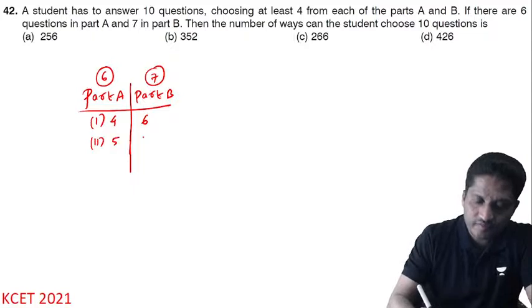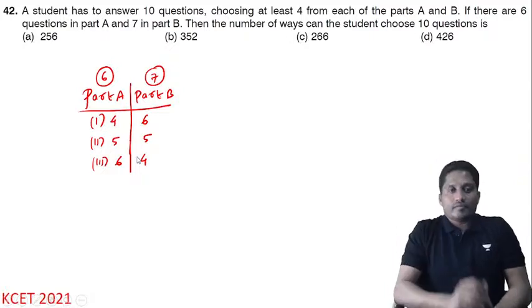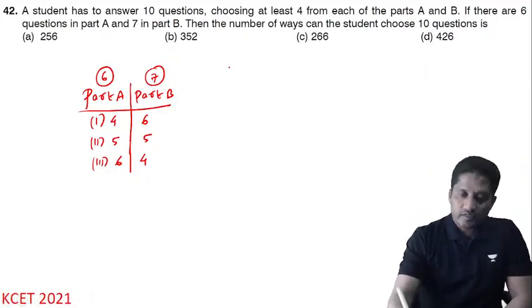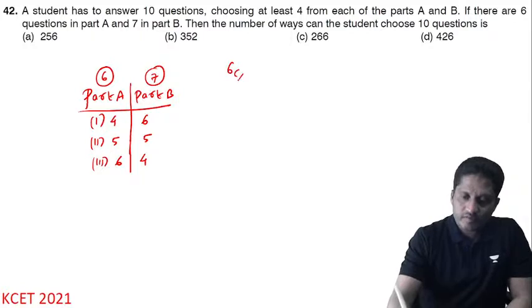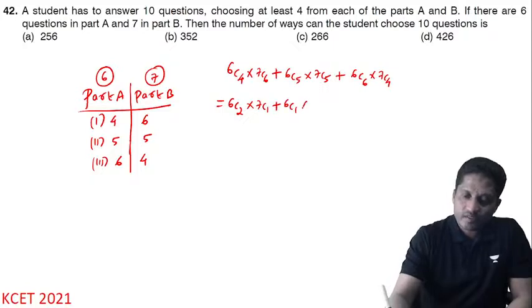Or this is 5 and 5, or it can be 6 and 4. Okay, at least 4 from each part. So the combination will be equal to 6C4 into 7C6, or this will be equal to 6C5 into 7C5, or it will be equal to 6C6 into 7C4. 6C4 is the same as 6C2, 7C6 is the same as 7C1, and 6C5 is 6C1 into 7C2.